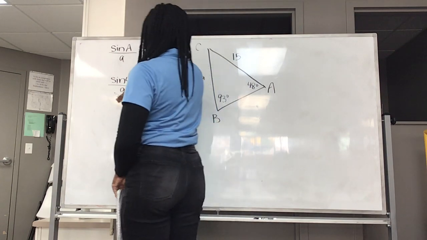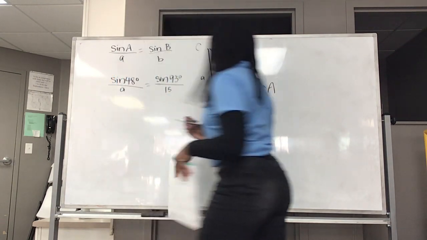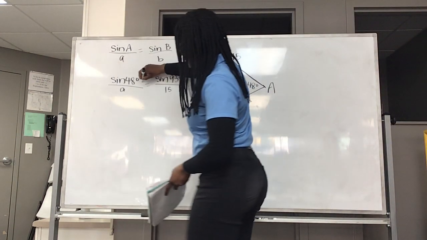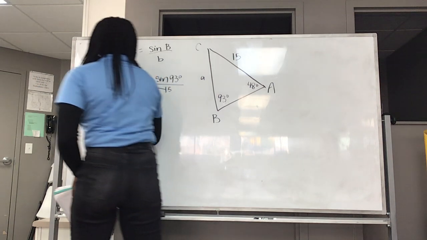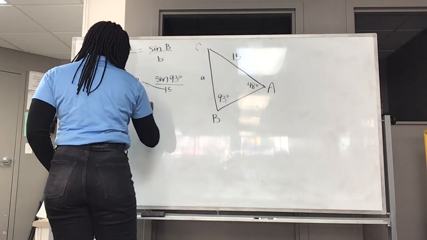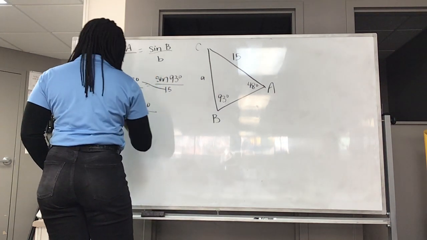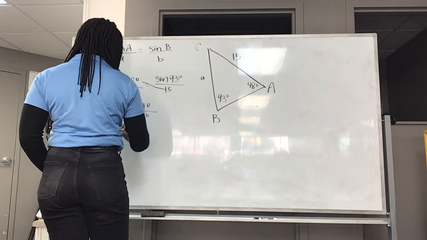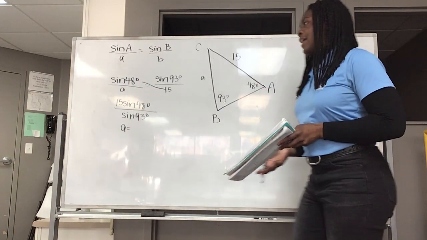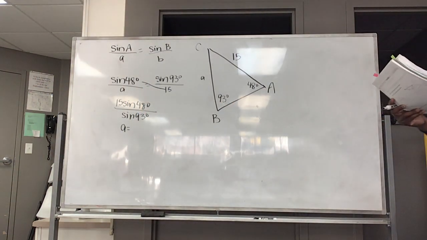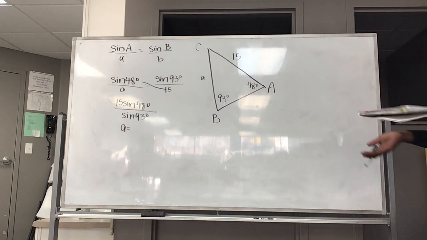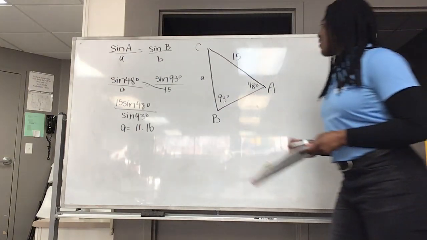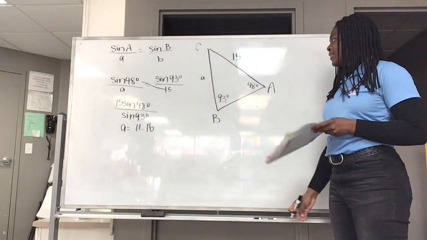Oh, this kind of looks like a 9. Sorry, that's an A. Okay, 15. So how we solve it, again, cross multiply and divide. So I do 15 times sine of 48 divided by sine of 93 to solve for A. So what do you guys get for A in your calculators? 11.16. Yep. 11.16. And so that represents this side length, 11.16.